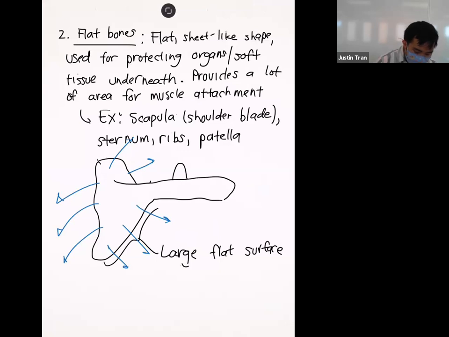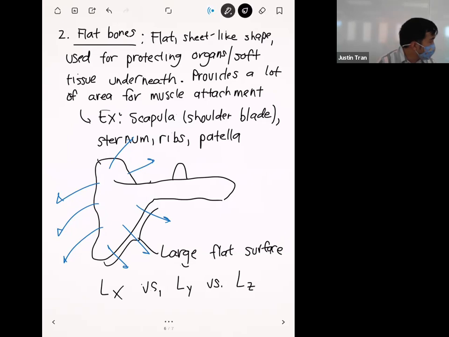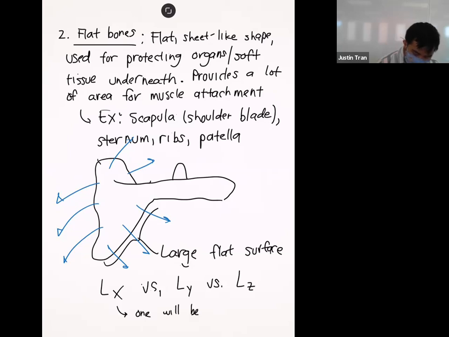Whereas for a flat bone, if we do the same thing and measure the length in the X direction versus the length in the Y direction versus the length in the Z, the characteristic for a flat bone is that one of these lengths is going to be much smaller than the others. That's what makes it flat. Whatever the shortest dimension is, that's going to be the thickness of your flat bone, and that determines a lot of the properties.